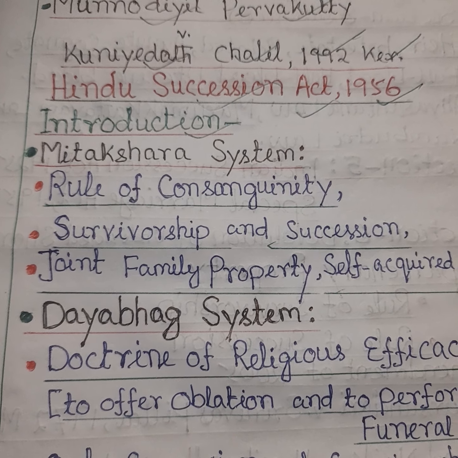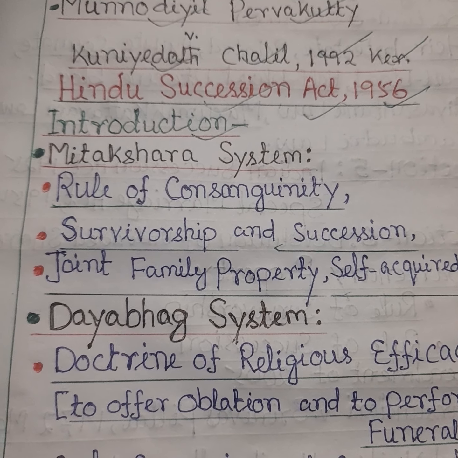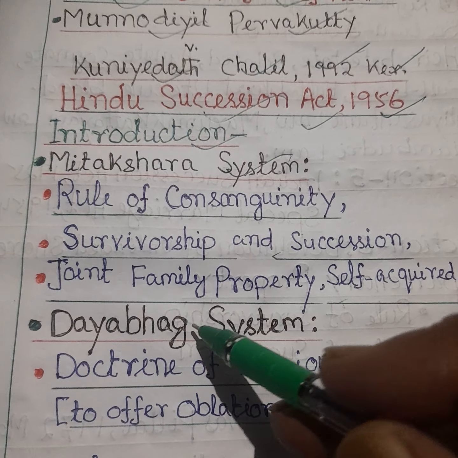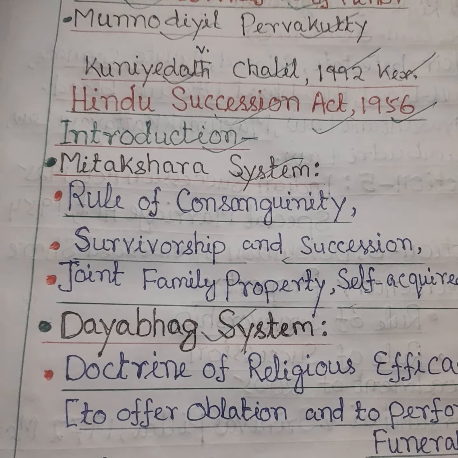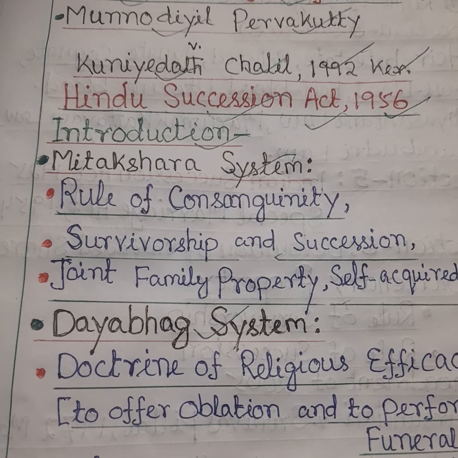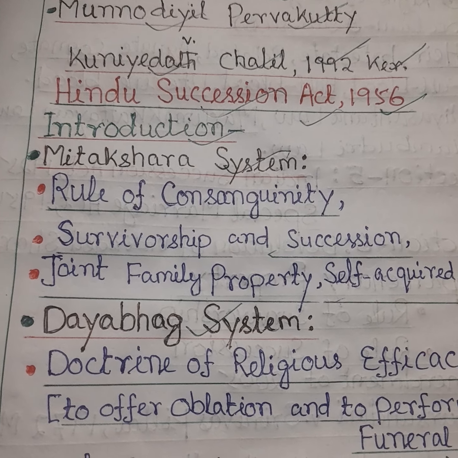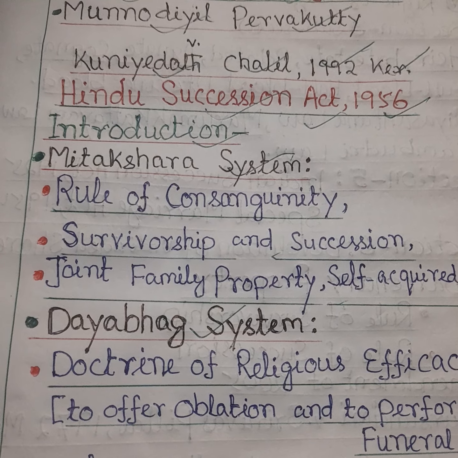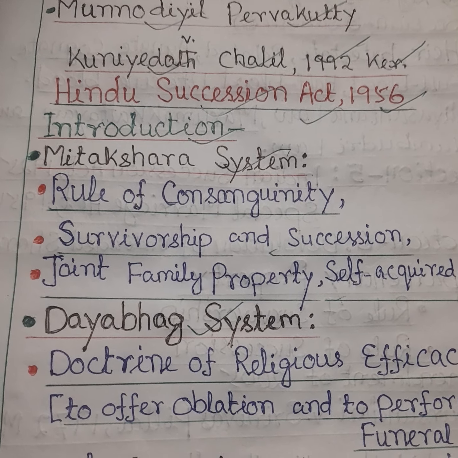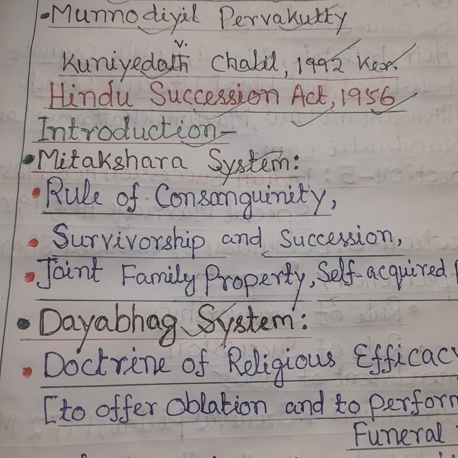The system of inheritance among the Hindus was governed by the Mitakshara system and the Dayabhaga system, the Mitakshara school and the Dayabhaga school, which for long generated inequalities and injustices. To remove these, revolutionary changes were brought under the present Act, the Hindu Succession Act 1956.